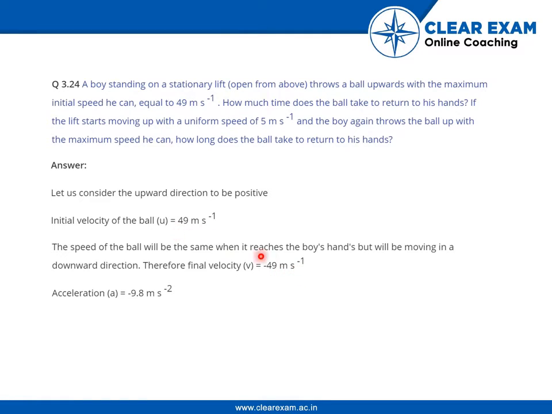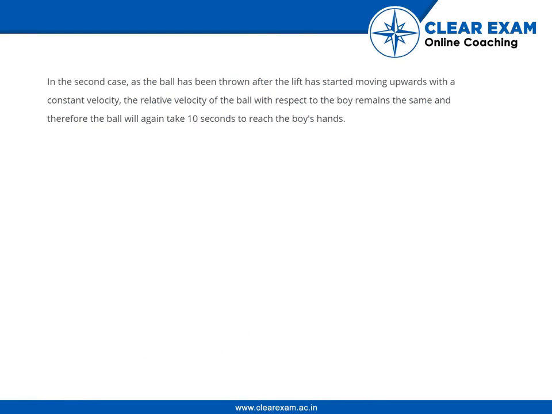So you can see the magnitude is the same, 49 meters per second, but in the second case the sign is negative, and the acceleration is the value of g, which is minus 9.8 meters per second square because of the direction. So using the first equation of motion, we have v equals u plus at, and we can find the value of t using this formula. We already know the value of v, the value of u, and the value of a. So calculating, we get t equals 10 seconds.